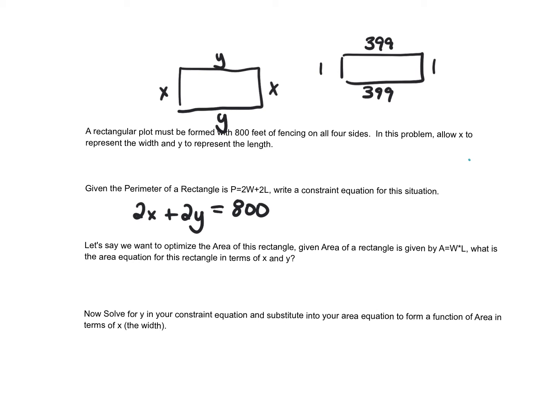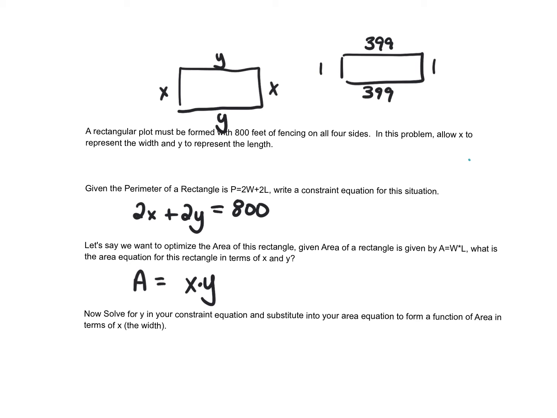So in this problem, we want to optimize the area of this rectangle. So we want to make the area the largest it can be based on this constraint. So if we want to write an equation for area based on x and y, we know area is length times width. So area is simply going to be x times y. So the area of this rectangle is xy, and the perimeter is 2x plus 2y must equal 800 because that's the fencing I have.